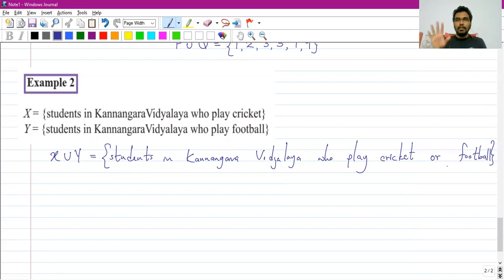And means they must play both of these games definitely. They must play these two games definitely. But O means they can play either cricket or football, or else they can play both of these also. So try to understand these two words.